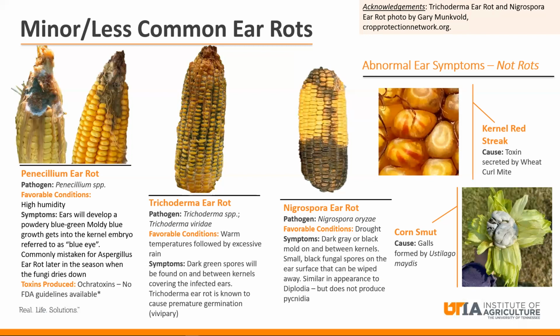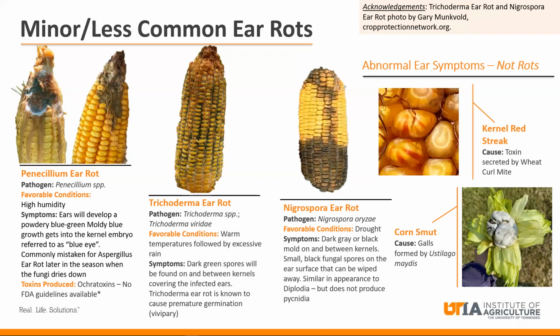And then, abnormal ear symptoms, which are not rots. We've got our kernel red streak. This is actually caused by a mite. It's a secretion, a toxin that isn't toxic to humans or animals. It's just a phytotoxin. But you get that starburst pattern, or it kind of looks like a Lifesaver candy. Not much to worry about, and usually more common after wheat.